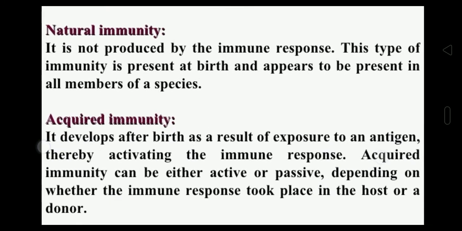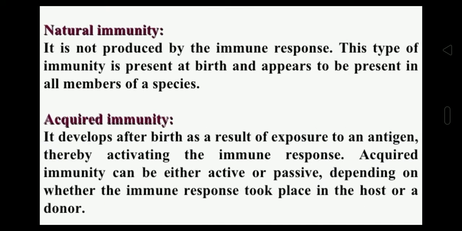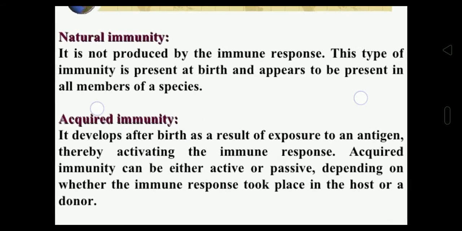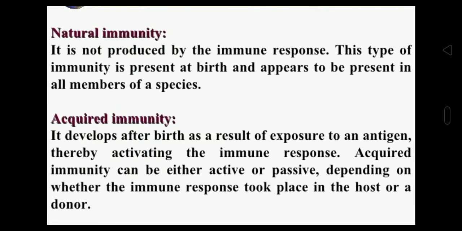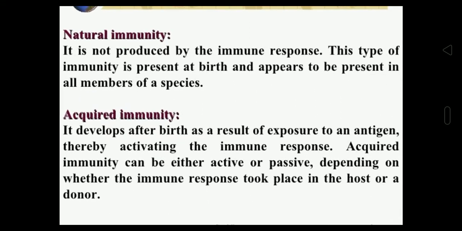Now there are two types of immunity, and they are natural immunity and acquired immunity. Natural immunity, let's see, is not produced by the immune response. This type of immunity is present at birth. From birth we have it, so this is also called innate immunity and appears to be present in all members of a species. So clear concept here, guys.